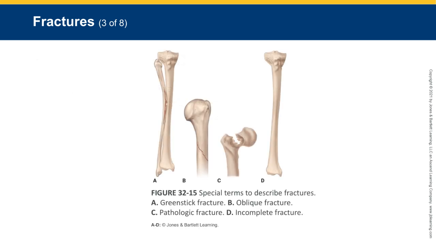There are several special terms used to describe different types of fractures. Greenstick fractures are incomplete breaks commonly seen in children. Oblique fractures occur at an angle across the bone. Pathologic fractures happen in bones weakened by disease, and incomplete fractures only partially break through the bone shaft.